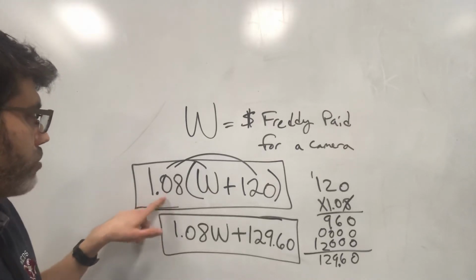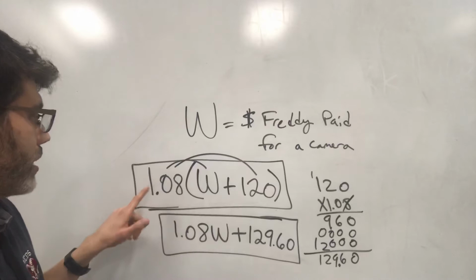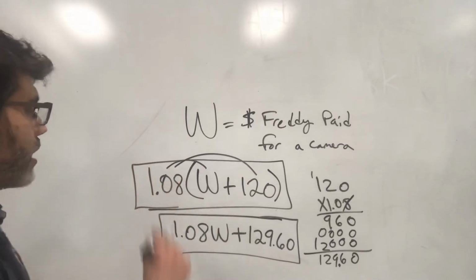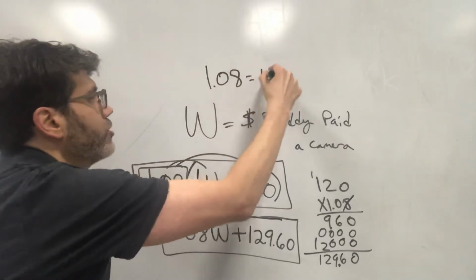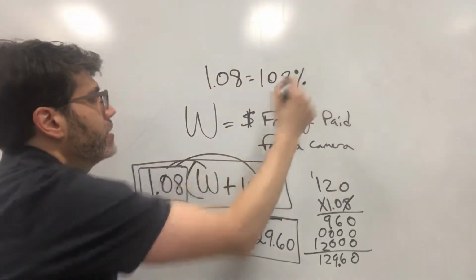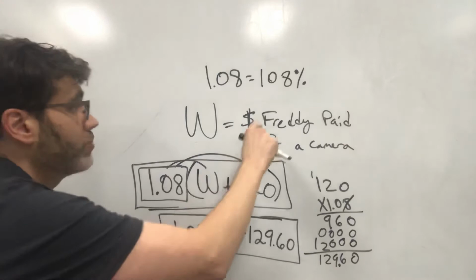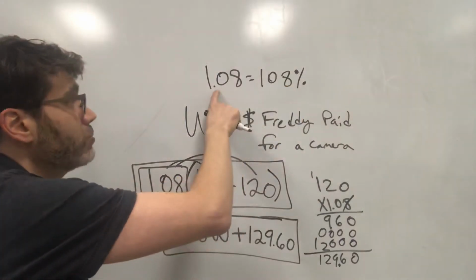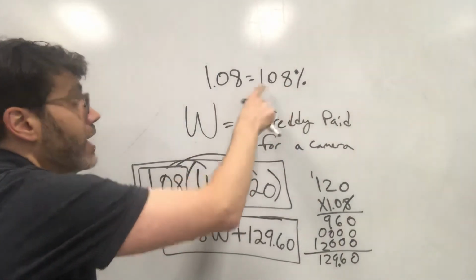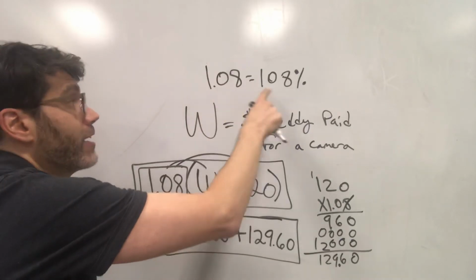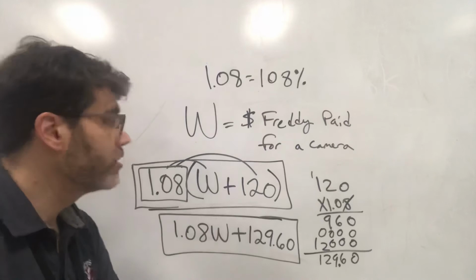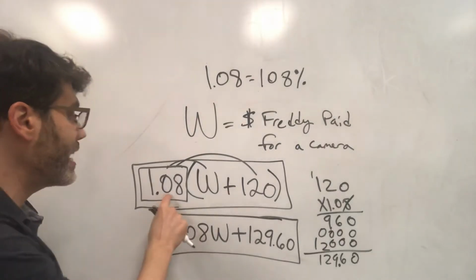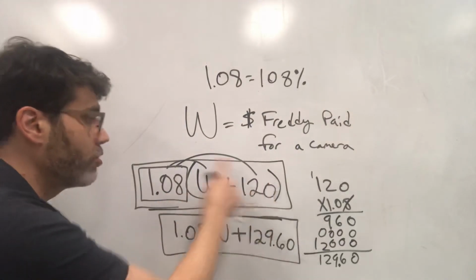Now, why is it 1.08? Well, so think of this as 108%. So 1.08 equals 108%. Remember, to take something that is a percent and turn it into a decimal, you go to the left twice. To take something that's a decimal and turn it back into a percentage, you move it to the right twice, okay? So this is saying 108% of the total amount.